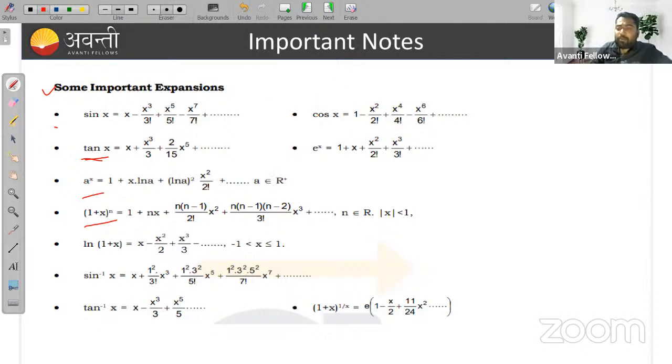Likewise, many expansions are given on your screen. You can take a screenshot of this screen and keep it with you. It will be helpful when you solve questions. This series will help in problem solving. So let's take a screenshot of this page. Okay, let's move to the first question.